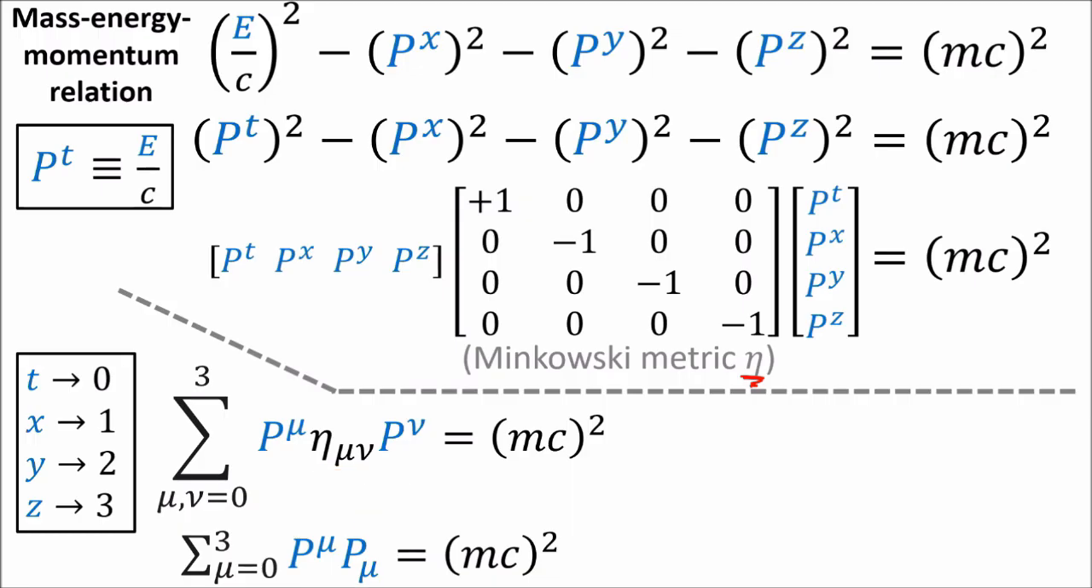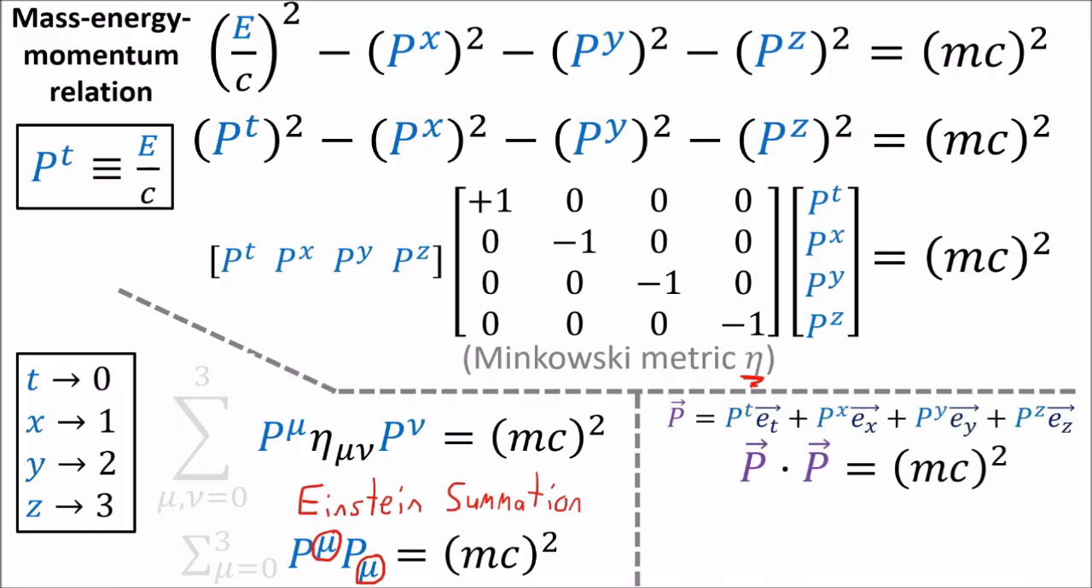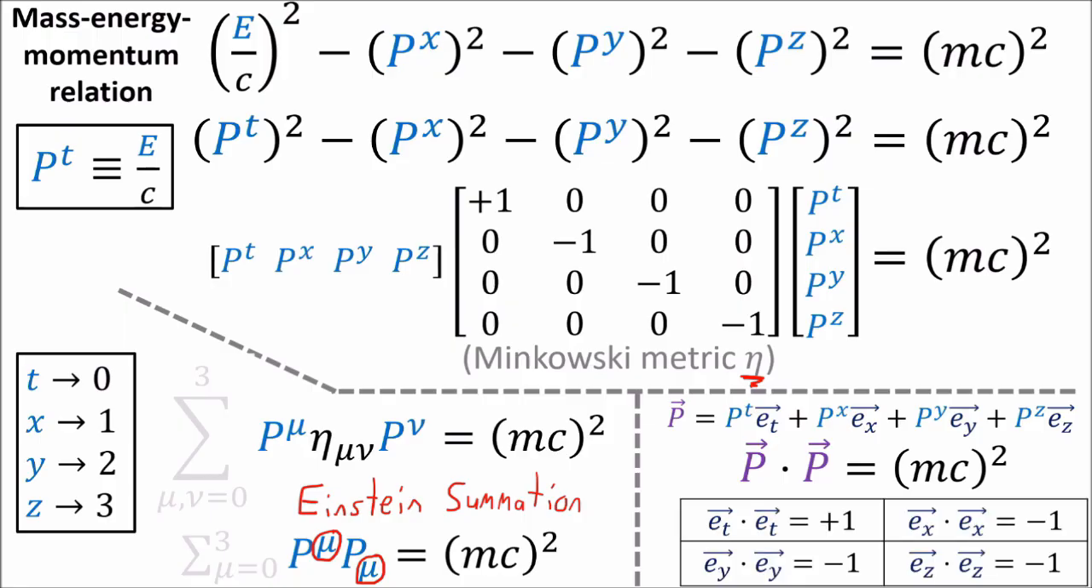It's also common to omit the summation symbols because we always know there's a summation happening when an upper and lower index match. This is called Einstein notation. Finally, if we write the momentum p as a vector, we can write p dot p equals mc all squared, if the basis vector dot products are defined using the appropriate signs.